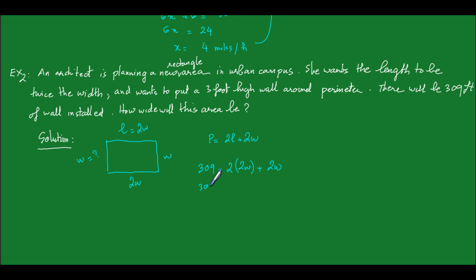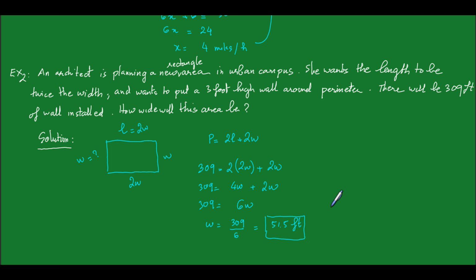So we're gonna solve it. It will be 4W plus 2W. So we have 309 equals 6W. Then W will be 309 divided by 6, right? And 309 divided by 6 is 51.5 feet. There you go. So that will be the width.